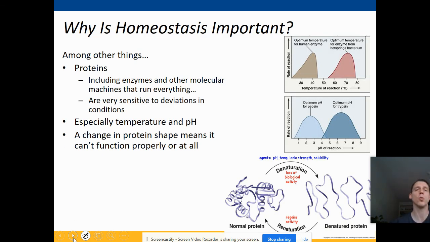Why is homeostasis important? It's important for many reasons. A few here. Proteins, when our body, its internal environment gets messed up, then it could denature proteins, right? If there's too much salinity, too low of pH, our proteins can denature, and that can cause us not to be able to do the things that we need to do. A change in a protein's shape means it can't function properly. And if our proteins and enzymes can't function properly, we won't have the appropriate chemical reactions happening.